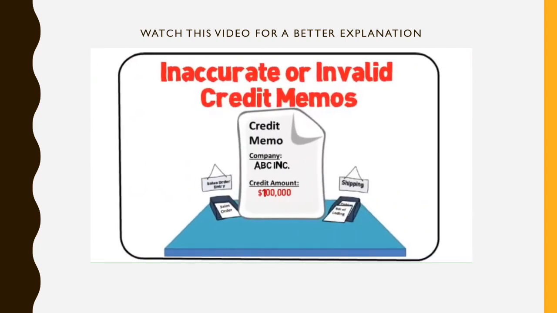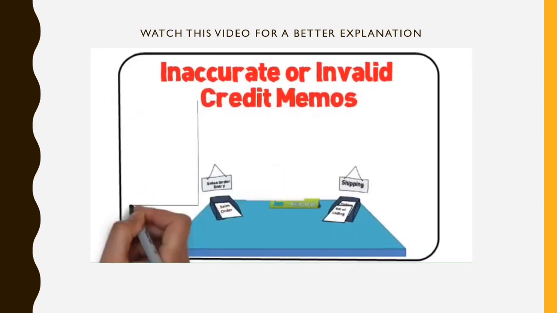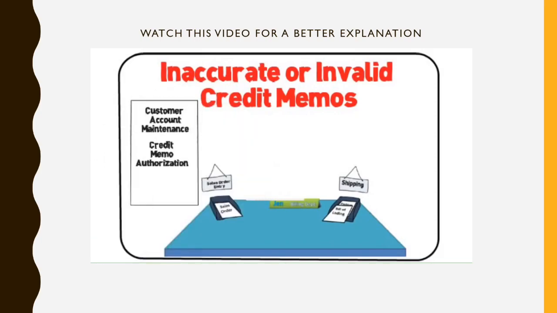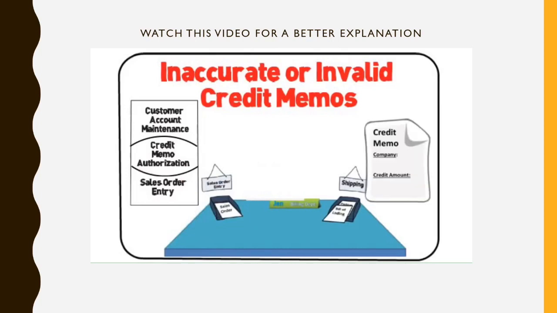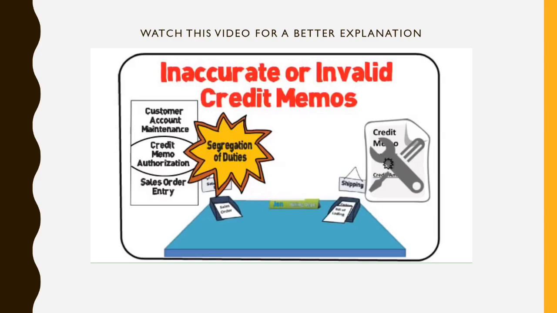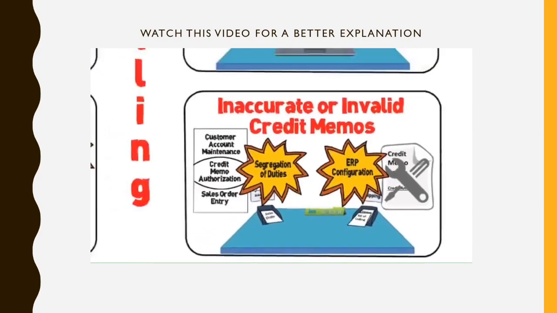For inaccurate or invalid credit memos, we can separate credit memo authorization from sales order entry and customer account maintenance. We can also configure our system to block any credit memos that don't have the corresponding documentation, so we can use segregation of duties and correctly configure our ERP system.